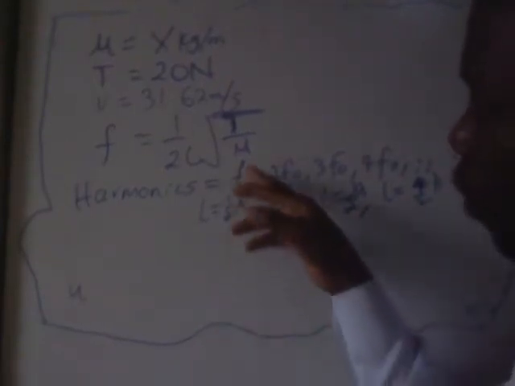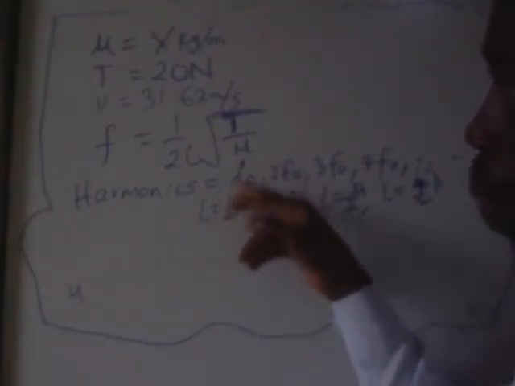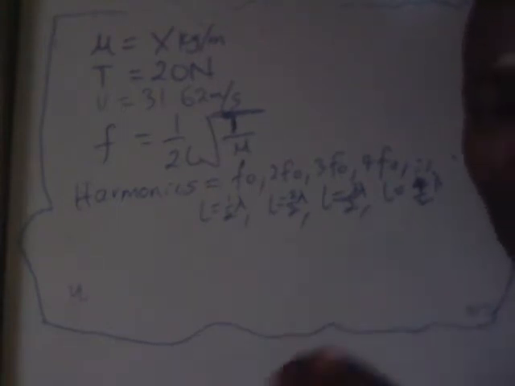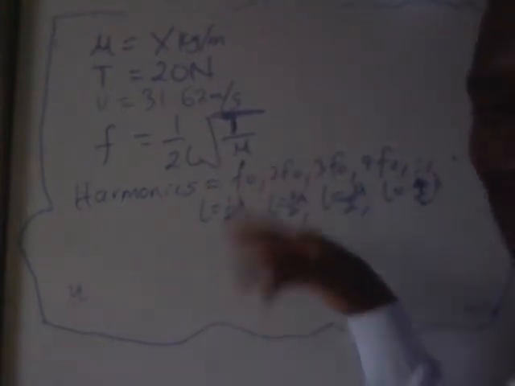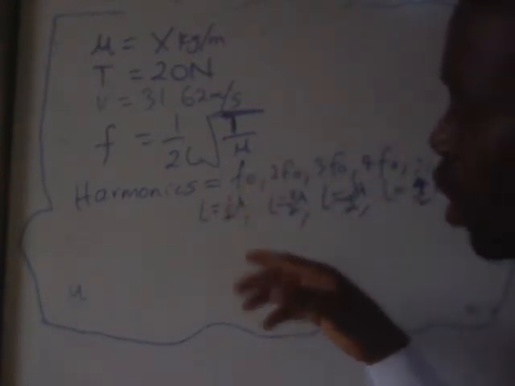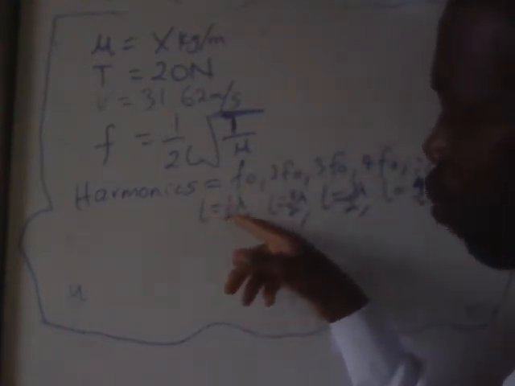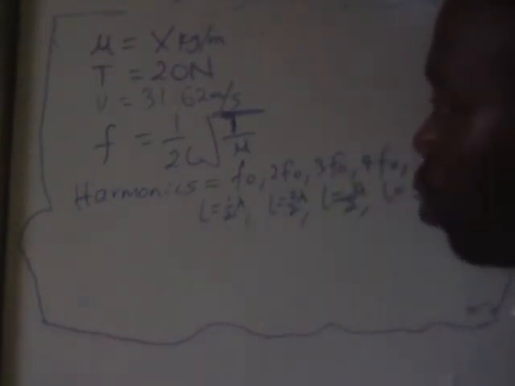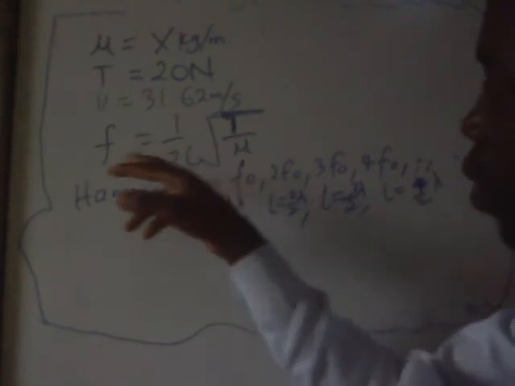We are going to use the fundamental frequency, this first one, since we're not told first harmonic, second harmonic, third harmonic, fourth harmonic, or first overtone, second overtone, third overtone. So you use the fundamental, which is the first harmonic. From here we can see that L equals half lambda. So we want to replace L here.